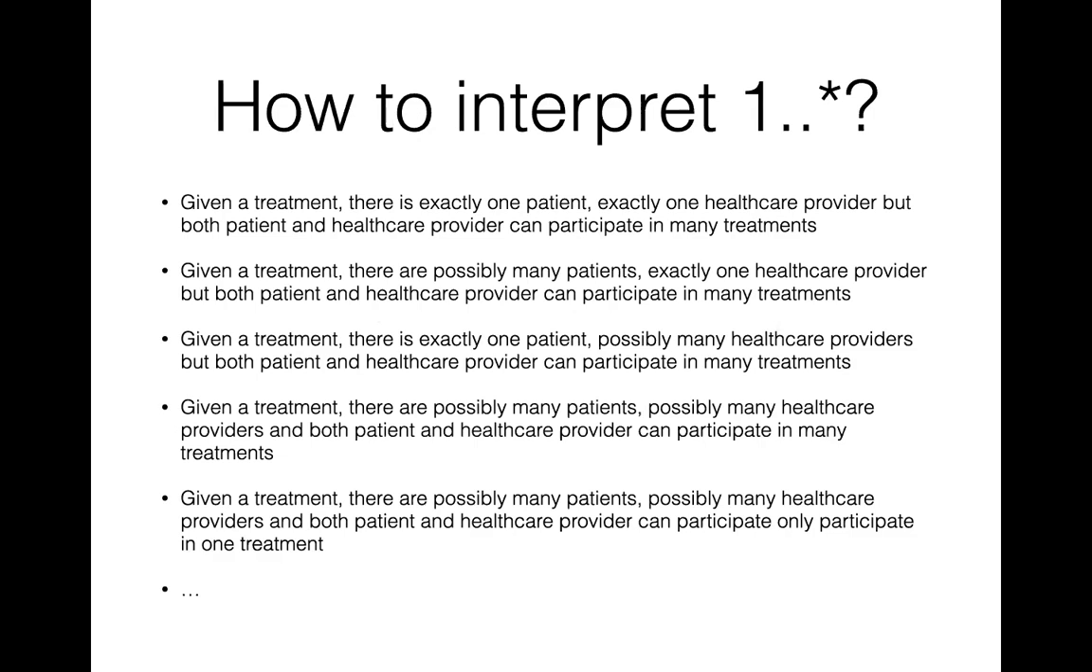Given a treatment, there is only one patient, so treatments are bound to single patients, but there could be many healthcare providers that provide service in the same treatments, and they all can possibly participate in many treatments. Given a treatment, you can have collective treatments, multiple providers, and they all can participate in many treatments. Given a treatment, there are possibly many patients, many healthcare providers, but they can only participate in one treatment, and so on. These are all possible interpretations of those cardinality constraints.